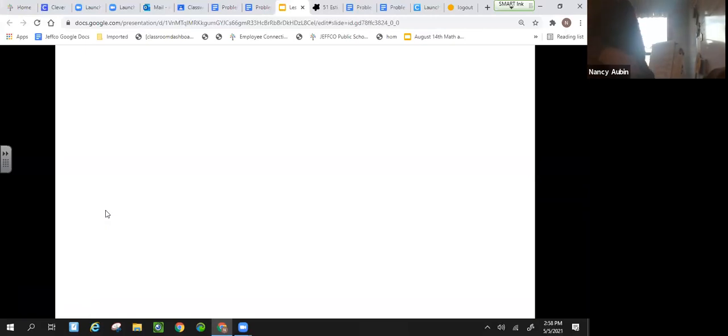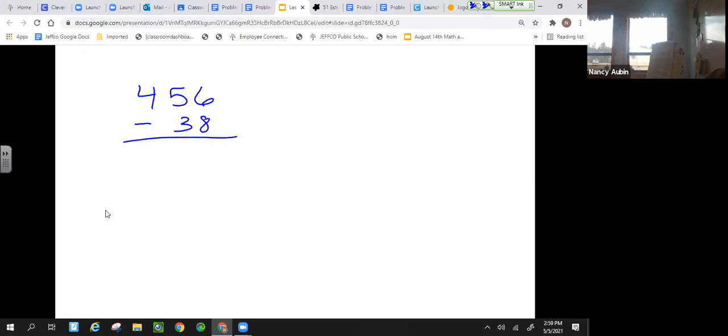So the first problem we're going to do is 456 minus 38. Everybody write that. 456 minus 38. All right, so we're going to do the expanded form first. When we take 456 and I pull it apart into expanded form, what would that equal, Sawyer? How many hundreds do you see? A four. So we'd have 400. Go ahead and write this on your board. 400 plus 50 plus 6. Okay, that's what we have to do first when we use the expanded method to subtract.